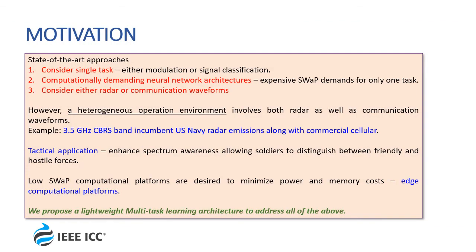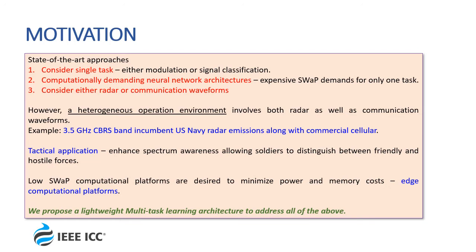Going over the motivation again, as discussed previously, the state-of-the-art approaches consider a single task, which is either modulation or signal classification, and that too with computationally demanding neural network architectures, which correspond to expensive size, weight, and power demands for only one task. And they consider either radar or communication waveforms.